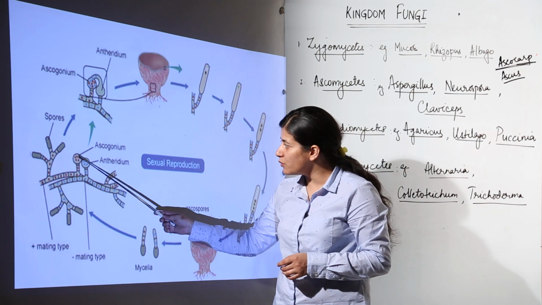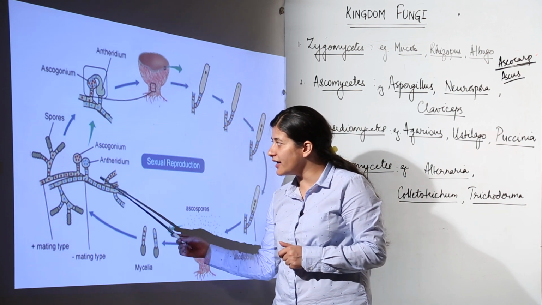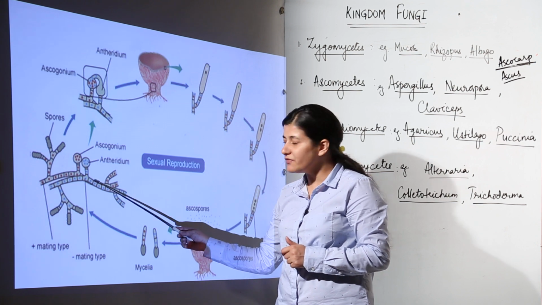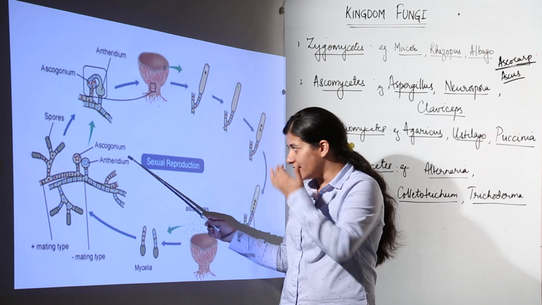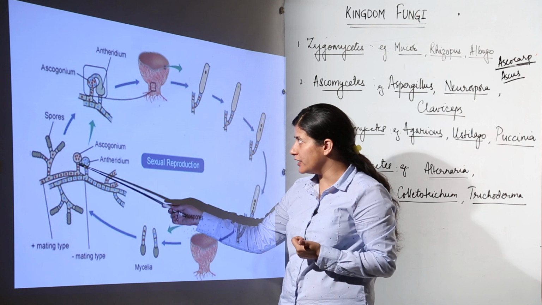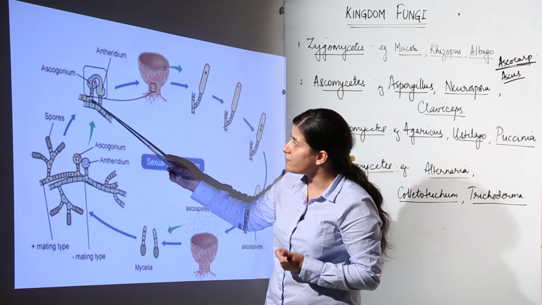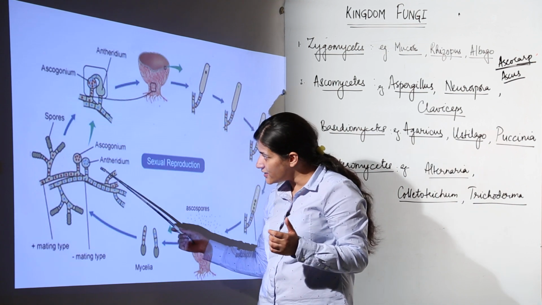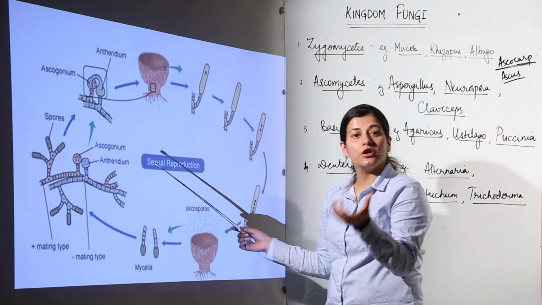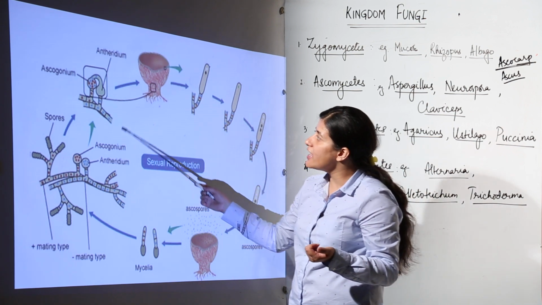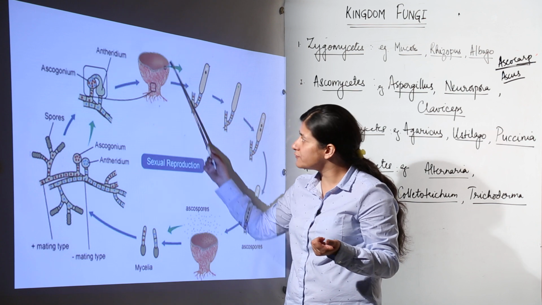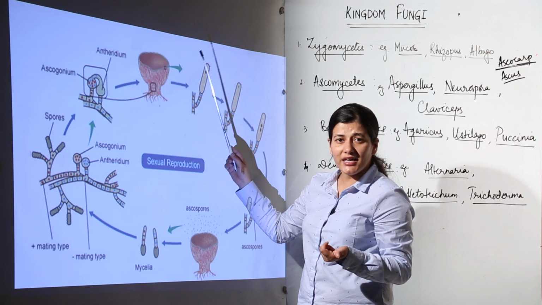As you see over here, one has the ascogonium and the other has the antheridium. Whatever gametes or cells are present inside the antheridium would go to the ascogonium. Inside the ascogonium, there would be formation later on. Once there is transfer, that means the heterokaryotic condition is formed, and there would be formation of the fruiting body.